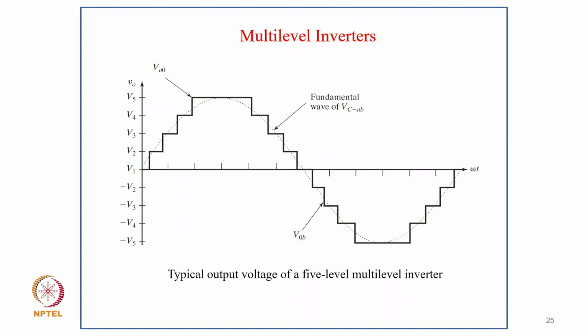And typically the output voltage of a 5-level multi-level inverter, you can just see this line voltage is closer to a sine wave, which is shown by the dotted line. So you can see only the difference between the two.